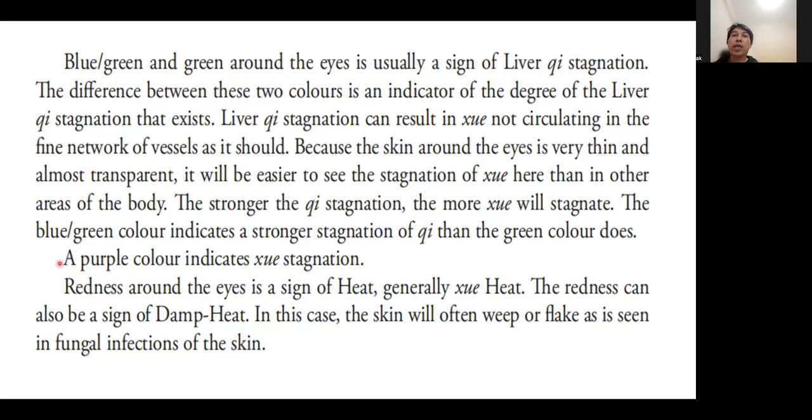A purple color indicates xue stagnation. Redness around the eyes is a sign of heat, generally xue heat. The redness can also be a sign of damp heat. In this case, the skin will often weep or flake, as is seen in fungal infection of the skin.